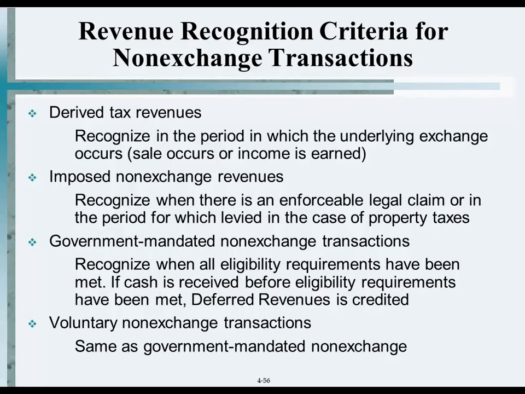on those taxes. Government mandated non-exchange transaction, recognize when all eligibility requirements have been met. If cash is received before then, a deferred revenue account is credited. Remember I said to you, you can get grants in several flavors. There is the one which says, all right, I'm going to give you money for this purpose, but you'll get the check when you spend the money first, right? That's a reimbursement grant, right? When can you recognize the revenue for that? When you spent the money, right?